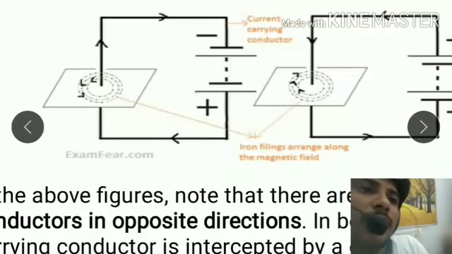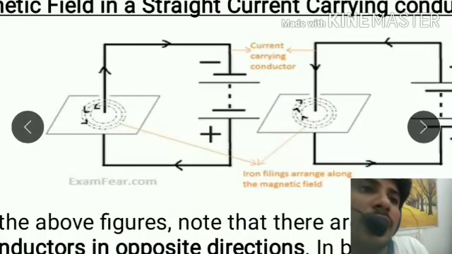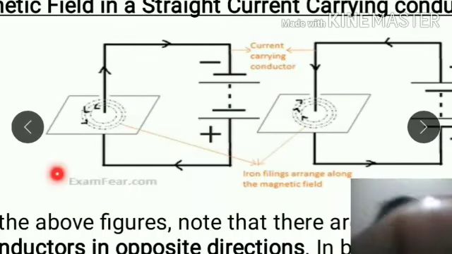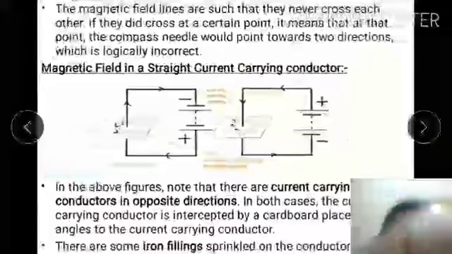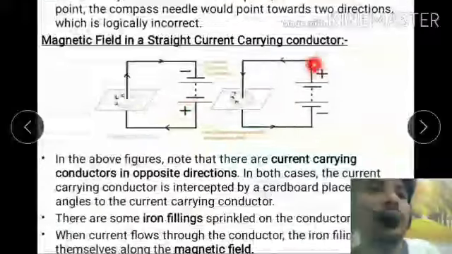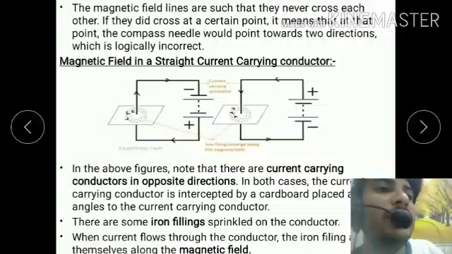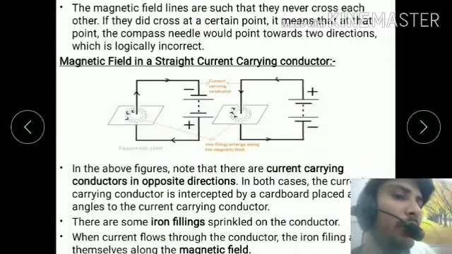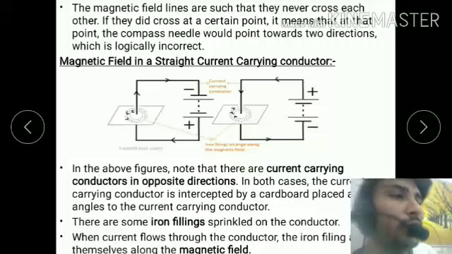This is the magnetic field. The current is flowing from plus to minus, and you can see the current is flowing from plus to minus. The directions are different in both the cases, and the magnetic field is also different.